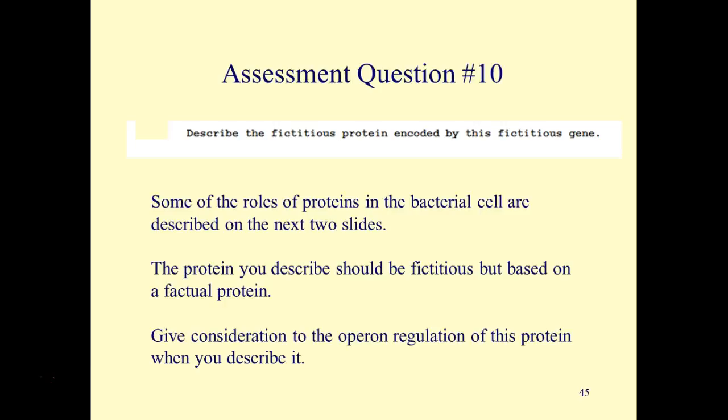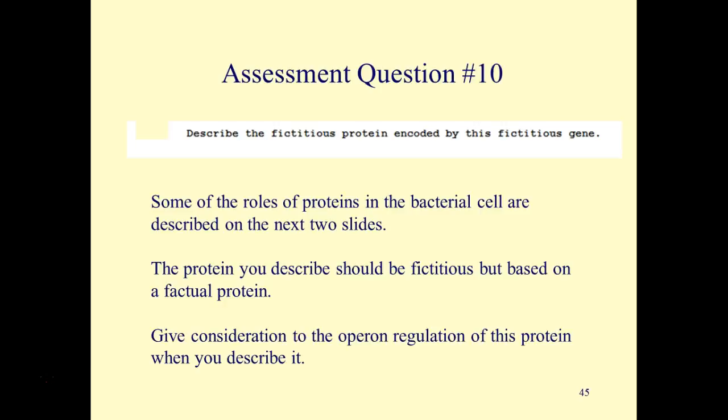We just finished the first two modules, and we learned about all sorts of different proteins that bacteria make. We learned about enzymes such as hyaluronidase. We learned about toxins that bacteria make. We learned about physical structures that bacteria have that are proteins, such as flagella. So for this question, I would like you to come up with a fictitious protein that would be encoded by your gene in number 1. Don't go searching around on the internet for this stuff. You won't find an answer to it.